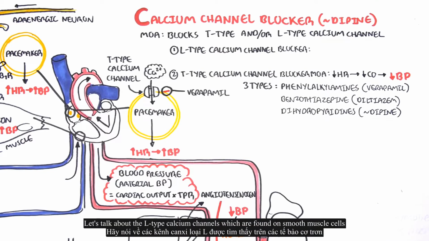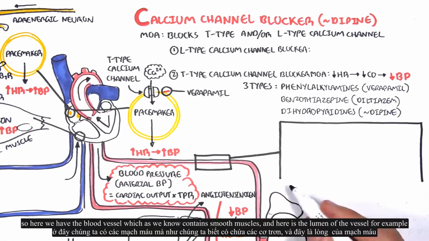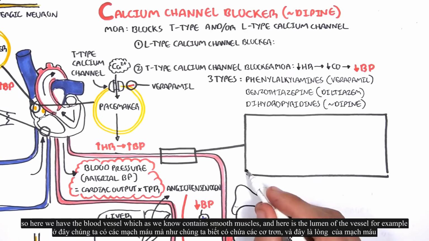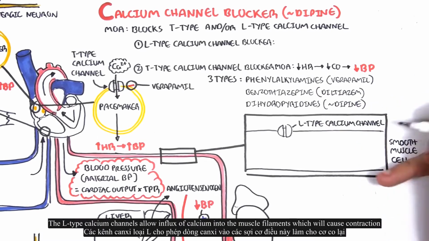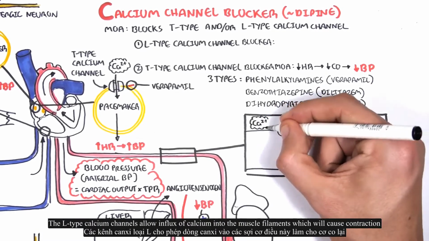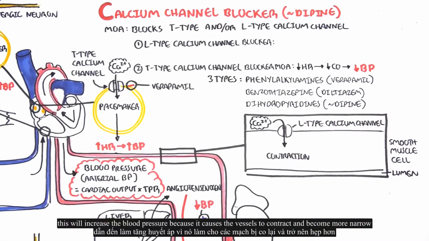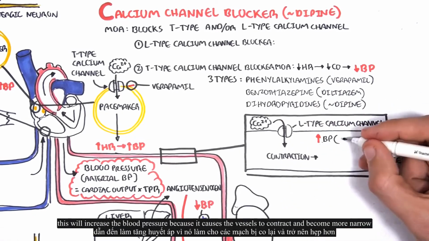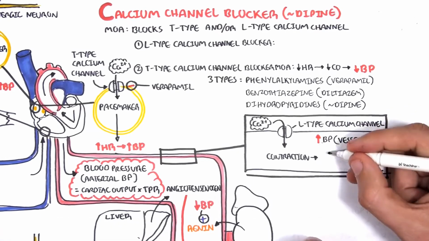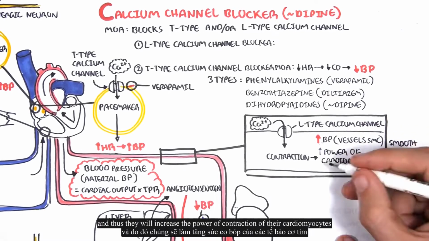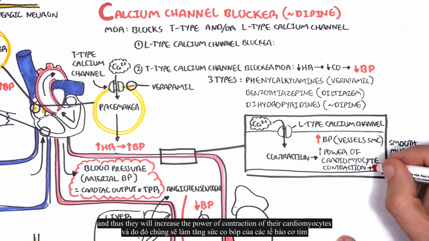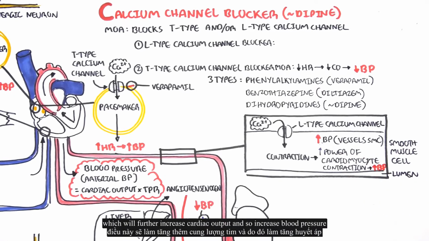Let's talk about the L-type calcium channels, which are found on smooth muscle cells. So here we have the blood vessel, which, as we know, contains smooth muscle. Here is the lumen of the vessel, for example. The L-type calcium channels allow influx of calcium into the muscle filaments, which will cause contraction. This will increase the blood pressure because it causes the vessels to contract and become more narrow. But the L-type calcium channels are also found in the cardiomyocytes, and thus they will increase the power of contraction of the cardiomyocytes, which will further increase cardiac output and so blood pressure.